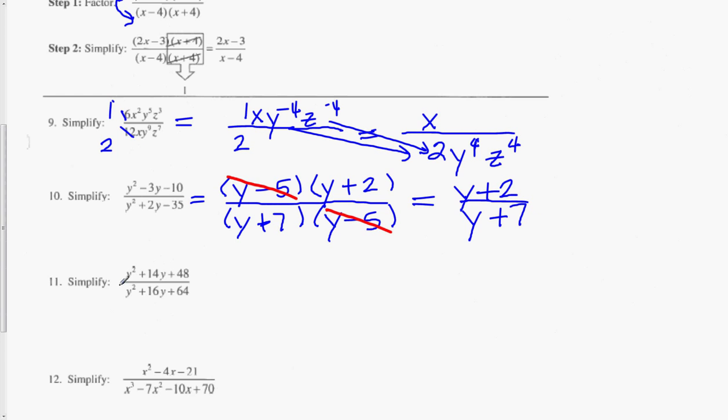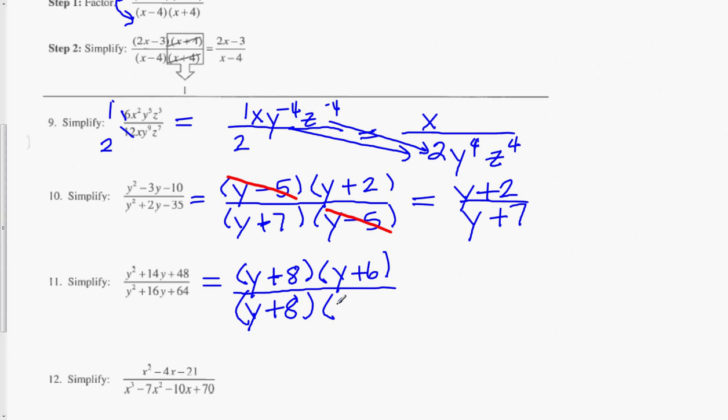Okay, let's look down at the next one. Factors of 48 that add up to 14. Let's do 8 and 6. So y plus 8 and y plus 6 over factors of 64 that add up to 16 would be 8 and 8. So y plus 8, y plus 8. So again, I have a y plus 8 on top, a y plus 8 on the bottom. I can't cancel out y plus 6 and y plus 8. So y plus 6 over y plus 8 would be my final answer.